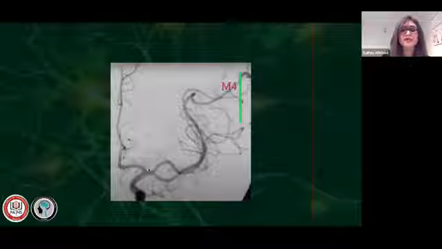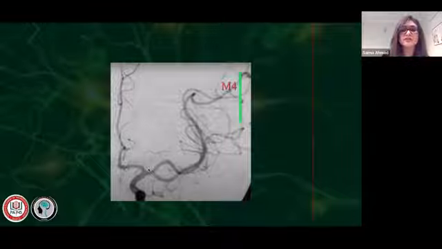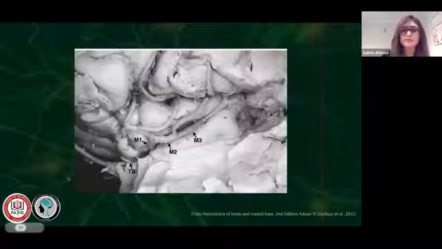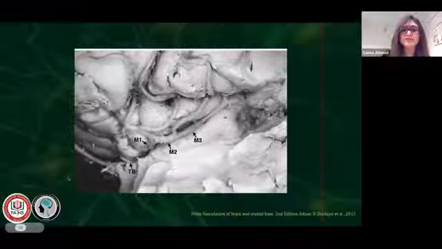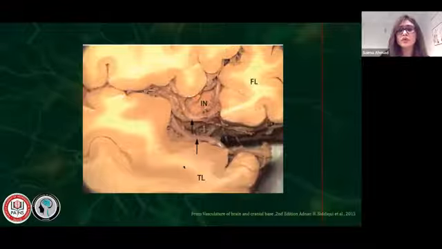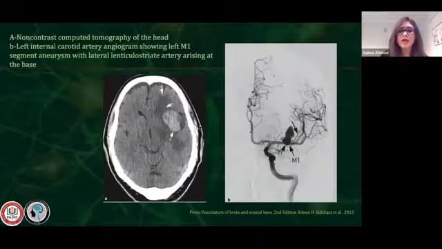Any bifurcation of the M2 which occurs at less than 10 mm is called an early bifurcation. Again, the branching of the MCA segments in the specimen. And this is the deep dissection of the sylvian fissure to show you the same relationships. This is the frontal lobe, temporal lobe, and this is the insula.